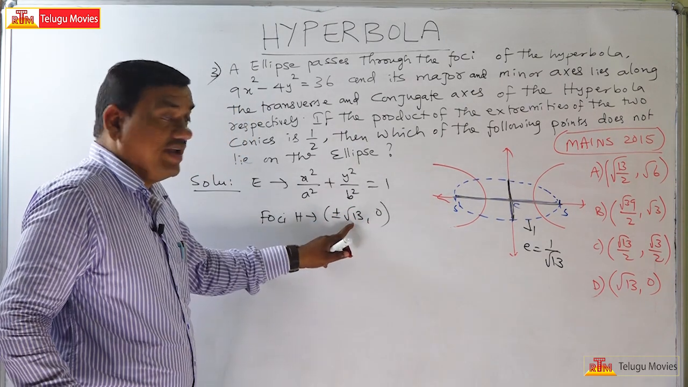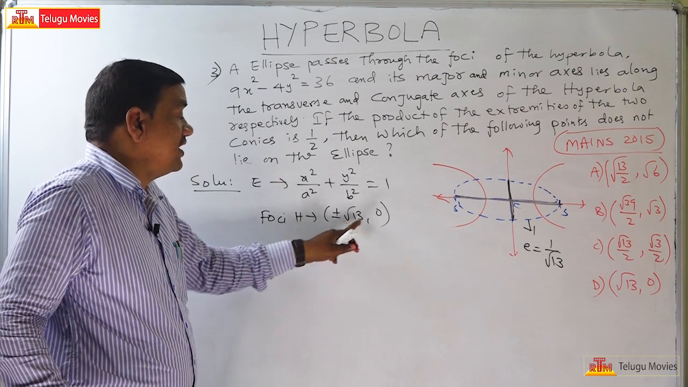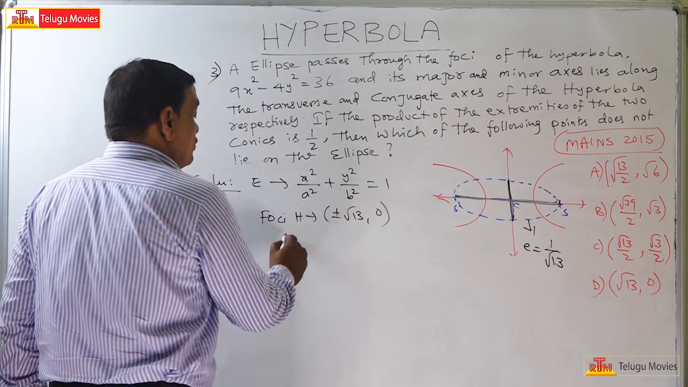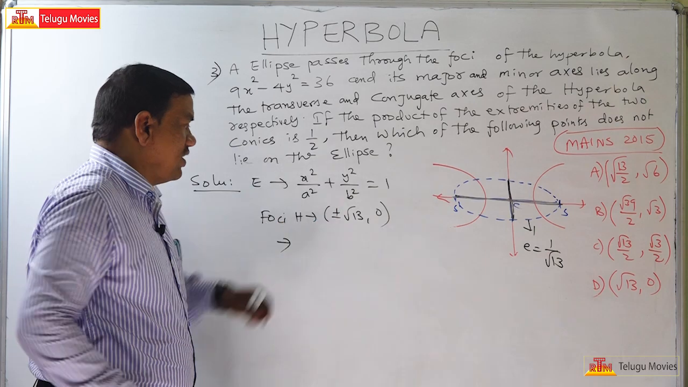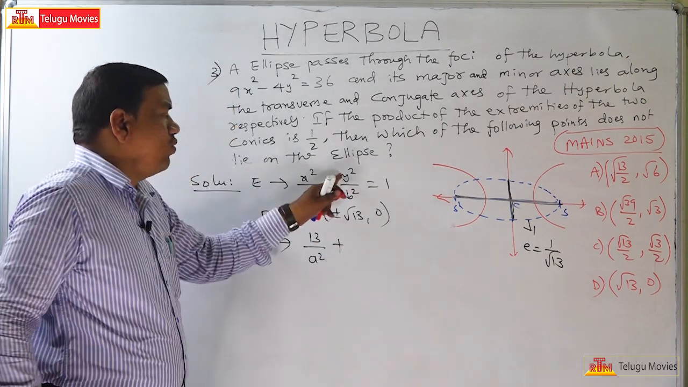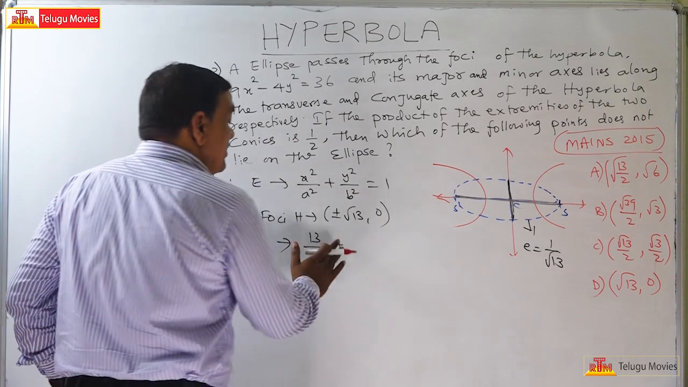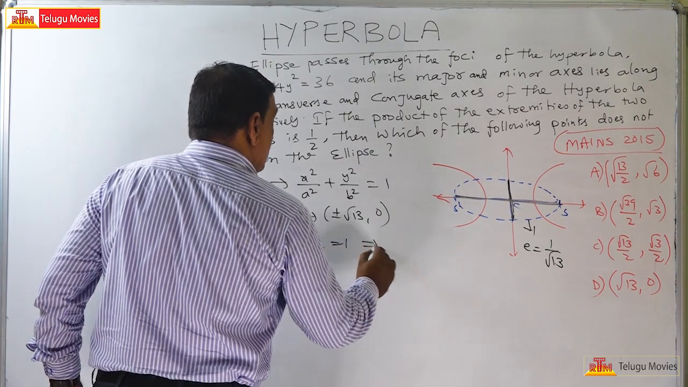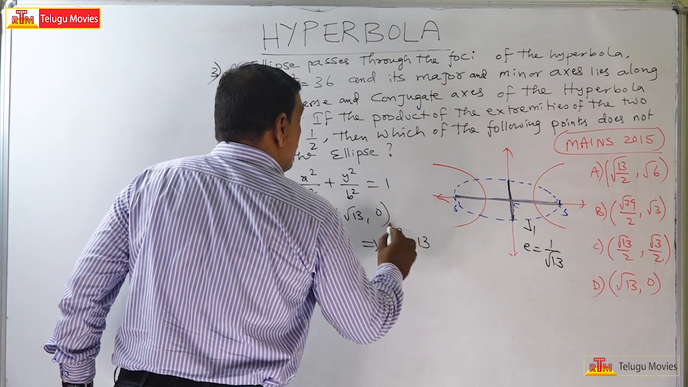So, in place of x, substitute plus or minus root 13, and in place of y, substitute 0. Here, what will you get? x square means 13, so 13 by a square plus y square, where the y value is 0. So you will get 1 by a square equal to 1. This implies a square is equal to 13.